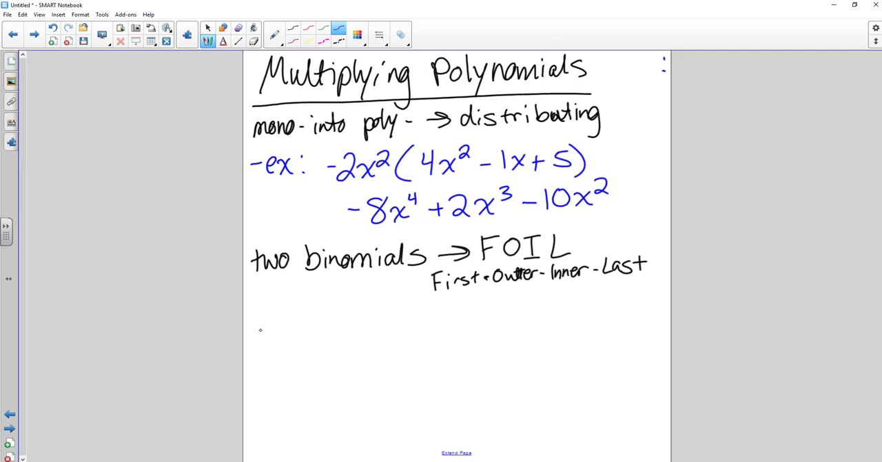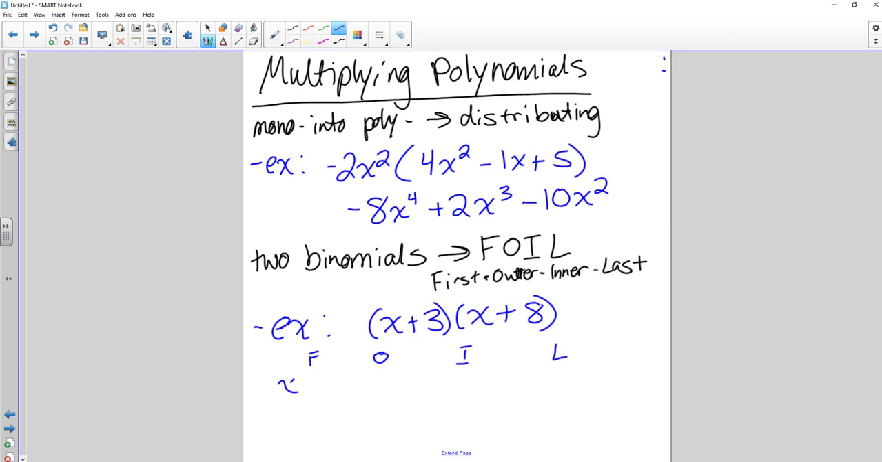Let me throw an example down first. Let's say I do x plus 3 times x plus 8. So the first means the first terms in each binomial. And then the outer is going to mean the outside terms. And then the I is for the inside terms. And then last, the last terms of the binomials. So let me jot this down. And for this first one, I'll kind of show in detail.